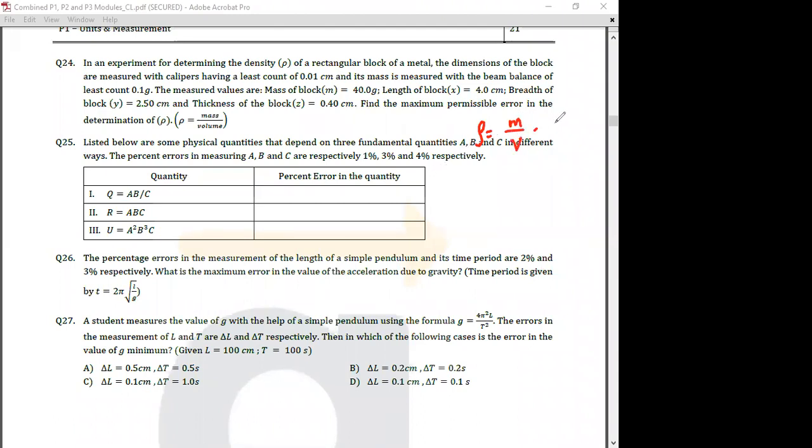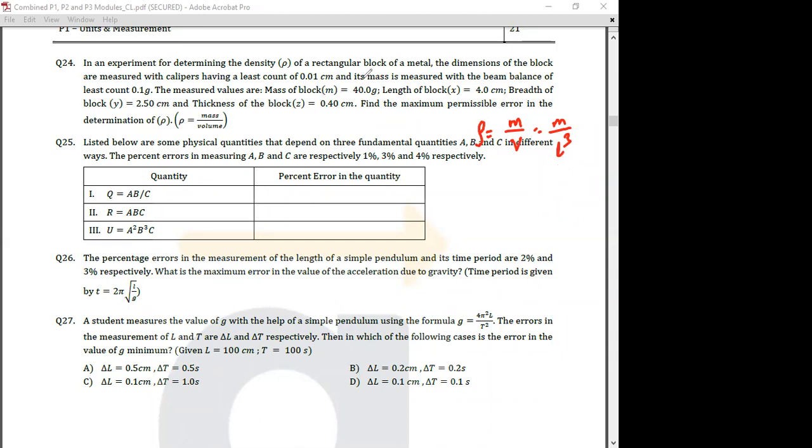Okay. And volume is what? Mass by length cube, right? Yes or no? First concept, yes or no? You remember this formula, right? But this L cube is for a cube.